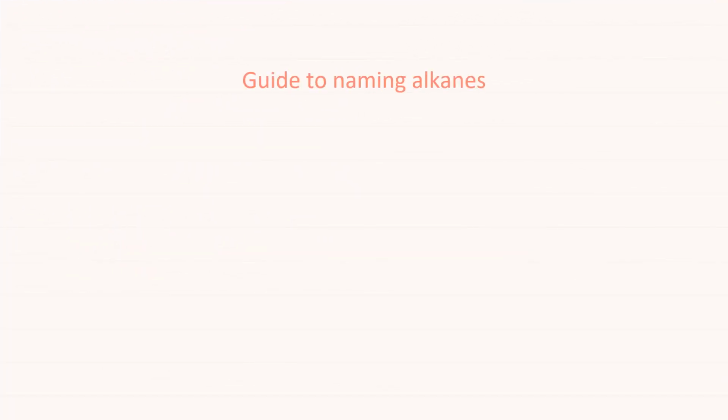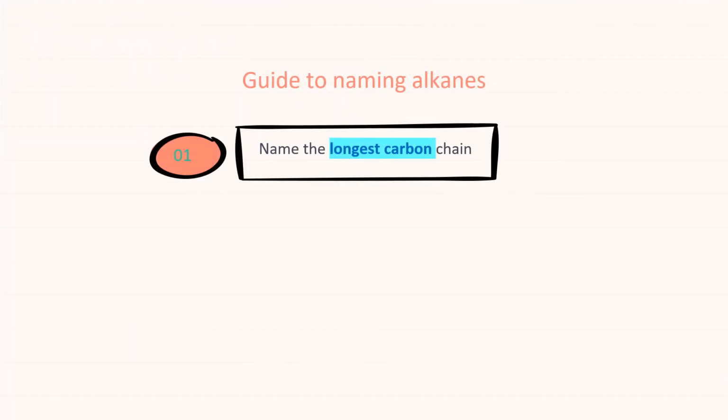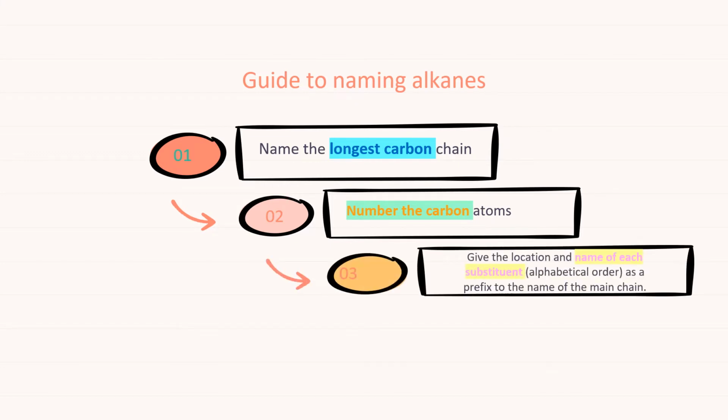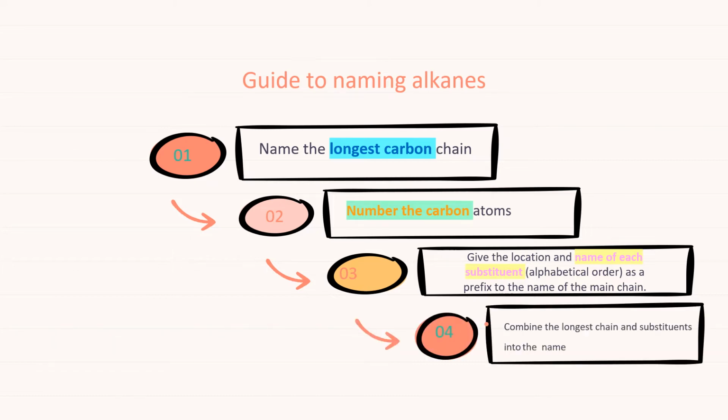Guide to naming alkanes. First, name the longest carbon chain. Then, the carbon atoms in the longest chain are numbered. Next, give the location and name of each substituent in alphabetical order as a prefix to the name of the main chain. Lastly, combine the longest chain and substituents into the name.